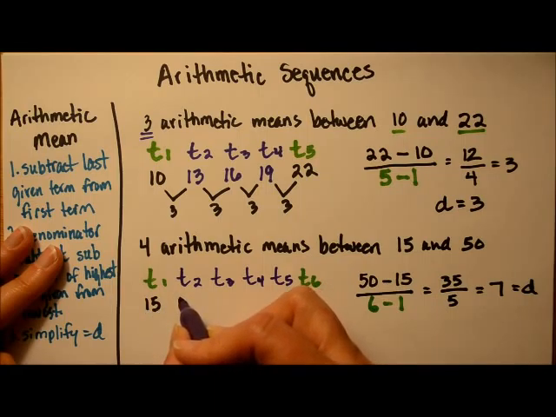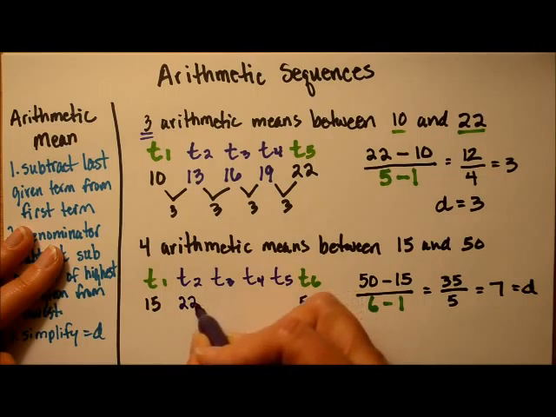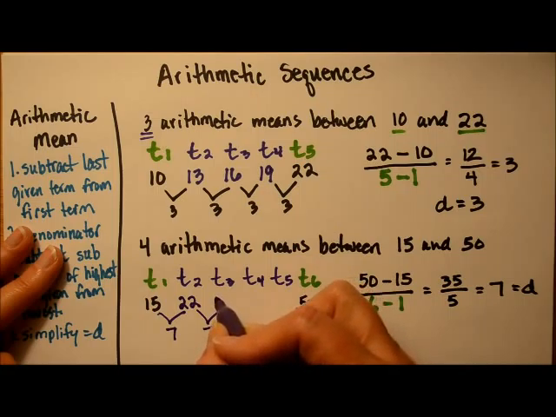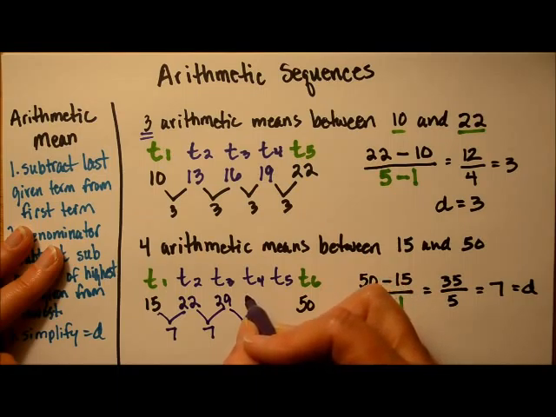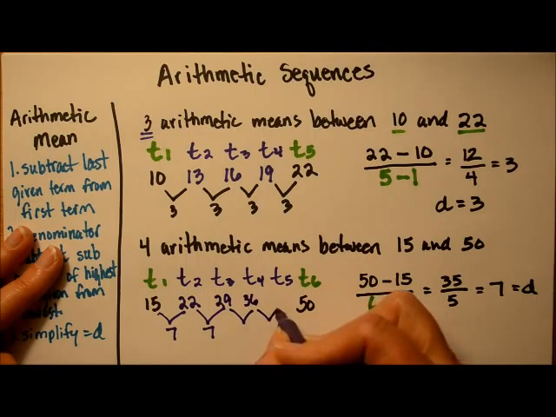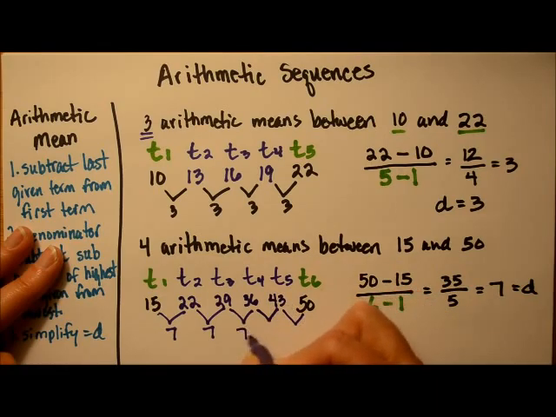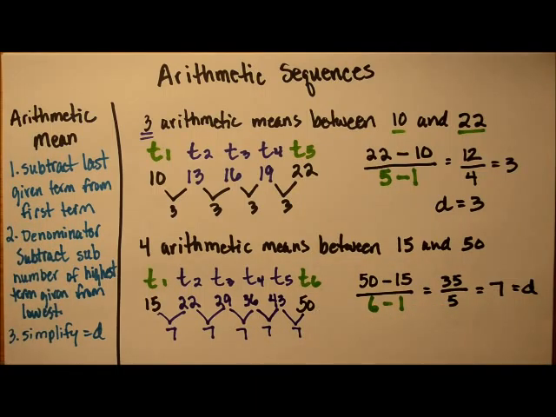7 and 15 is going to be 22. And then, so there's 7 there, right? And another 7 would be 29. And then another 7 would be 36. And another 7 would be 43. And another 7, oops, I meant to write 7 in there, would be 50. So my answer is 22, 29, 36, and 43. Those are called arithmetic means.